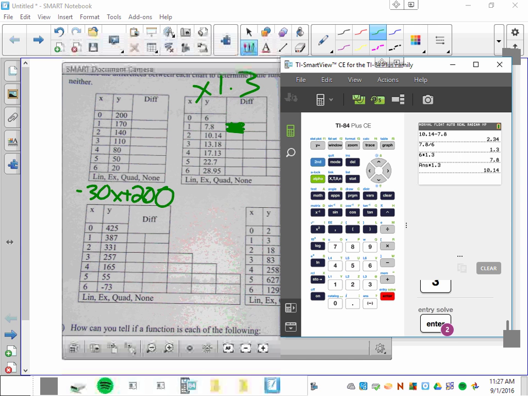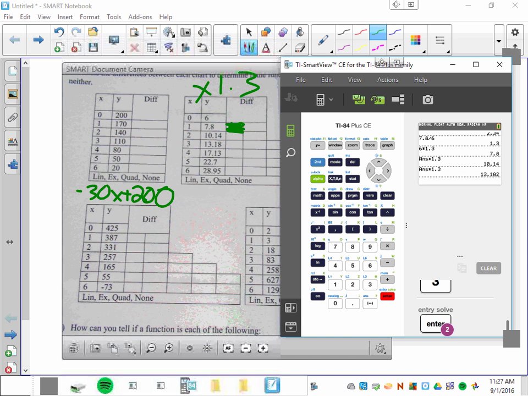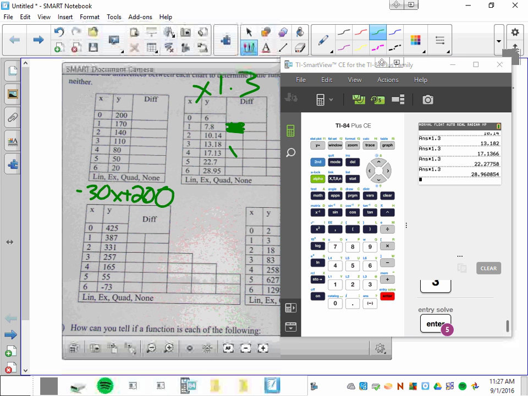Yes. And the next time? Yes. Yes. Yes. So that's it. So the pattern here is multiply by 1.3. What type of equation is that then? Exponential. So we circle exponential.